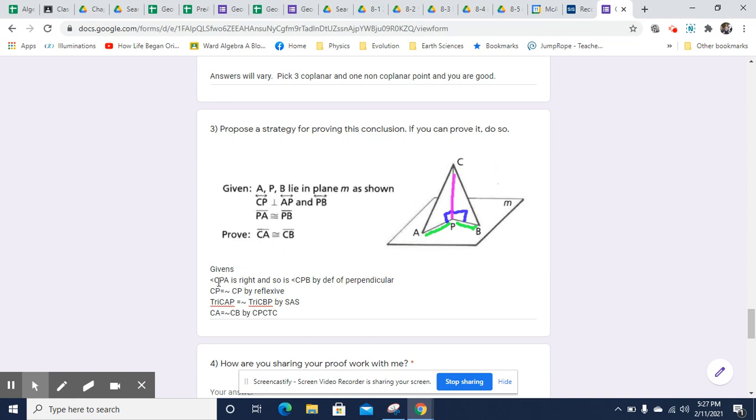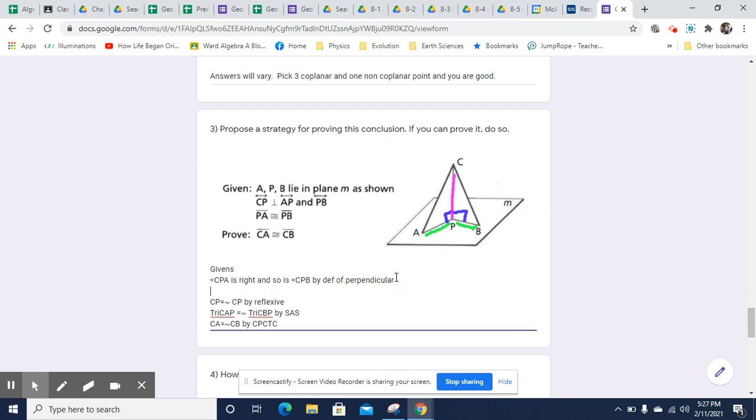But the big thing is we just needed to work out that these two angles were right, and therefore they are congruent. You might want to say that as well. I could probably say angle CPA is congruent to angle CPB because right angles are congruent. That's theorem 1 from the book. And then, of course, we can prove that CP is congruent to itself. We've been given AP and BP, so we have a side-angle-side, and that will lead us to CPCTC for CA and CB. I hope that's helpful.